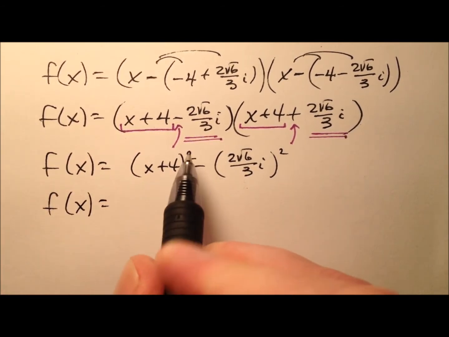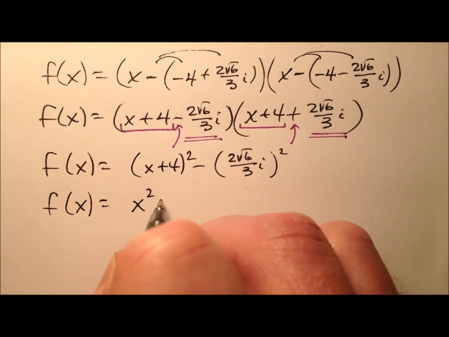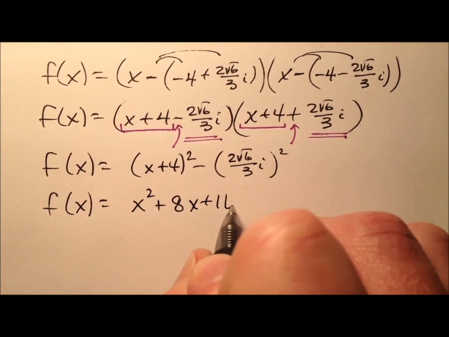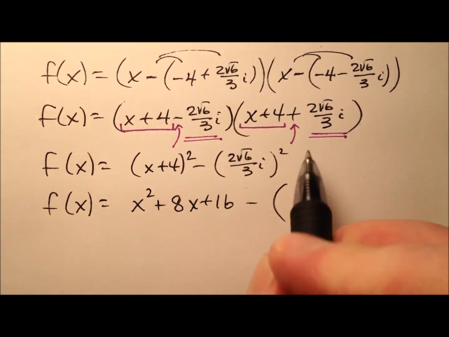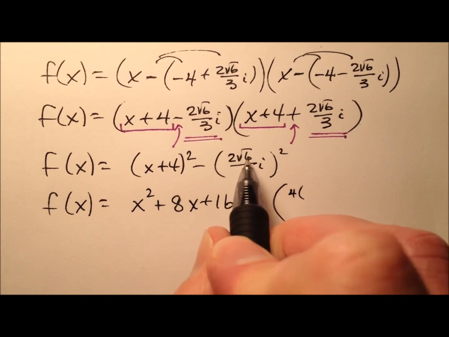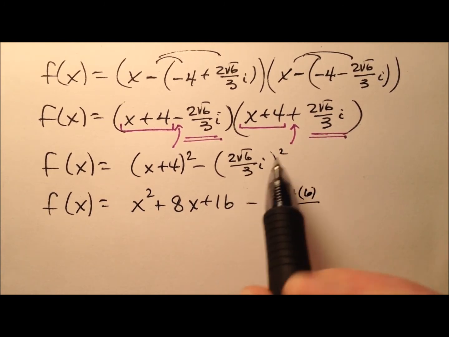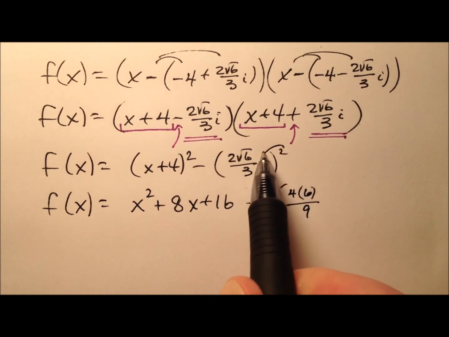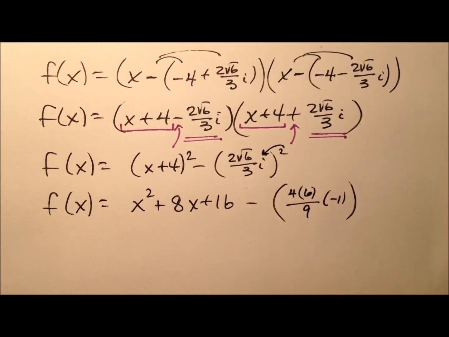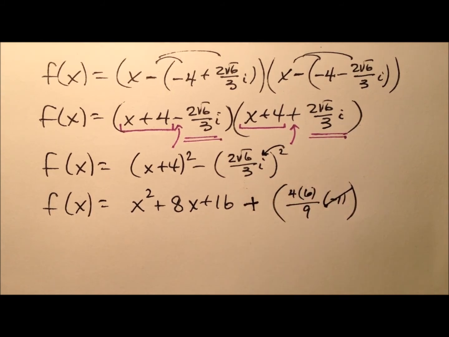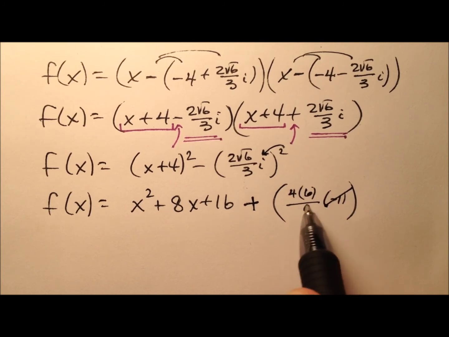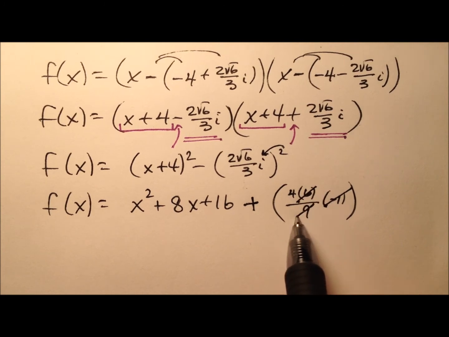So f of x equals, when I square this little binomial, that'll be nice, x squared plus 8x plus 16 minus, and here we're going to square this. So 2 squared is 4, the square root of 6 squared is 6, and then 3 squared is 9, and then this i squared is a negative 1, which of course the negative 1 and this minus out front will just make a plus. And then let's simplify this a little bit. So we have 4 times 6, and then we have over 9. So I notice I can take a 3 out of each one of those. So let's go ahead and do it.